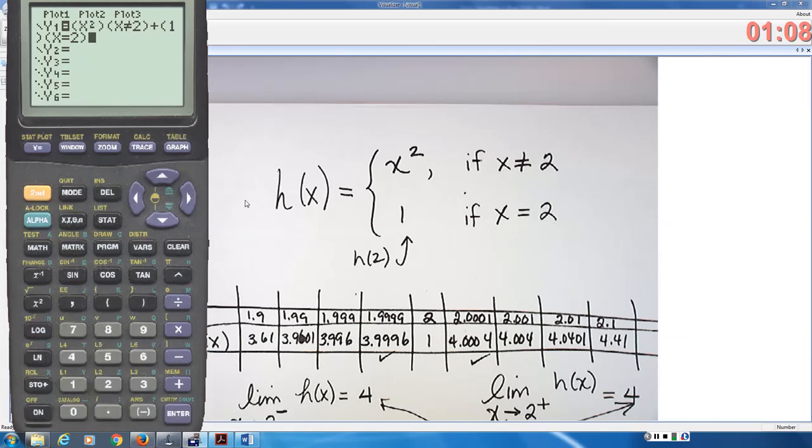So what this is telling the calculator is this is the formula for my function. As long as x is not 2, just take the number and square it. But if x is 2, then give it the value of 1. Okay?